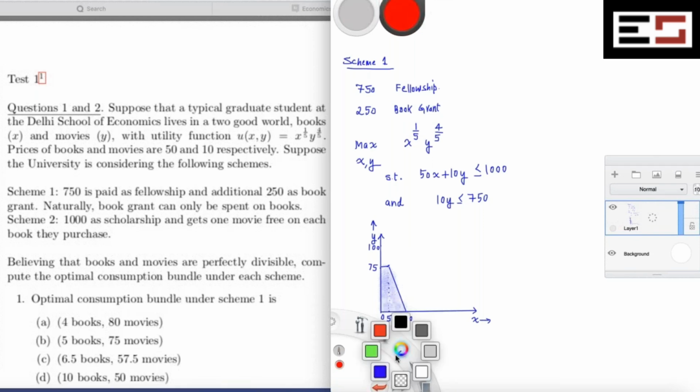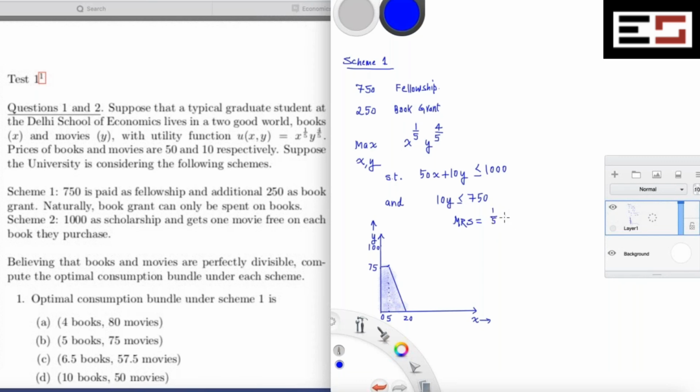For that, you need to figure out the marginal rate of substitution. So let us figure it out. The marginal rate of substitution is the marginal utility of x, which is the partial derivative of utility with respect to x, and you will get what?